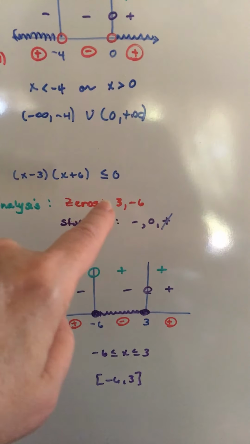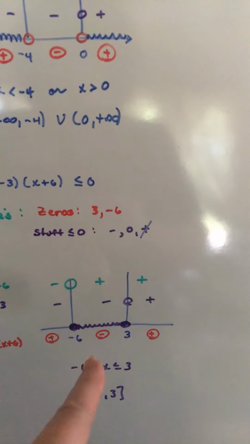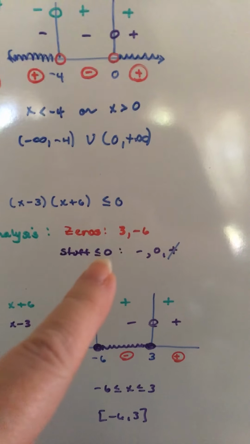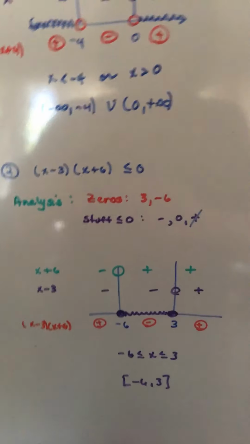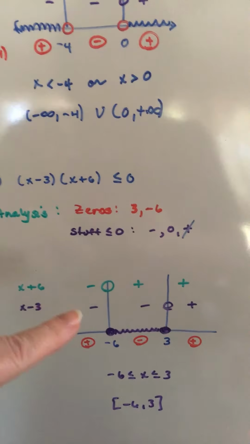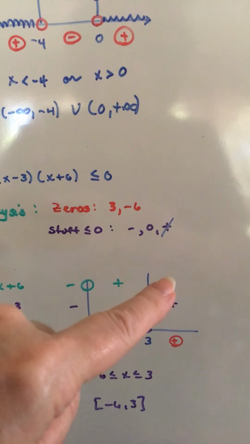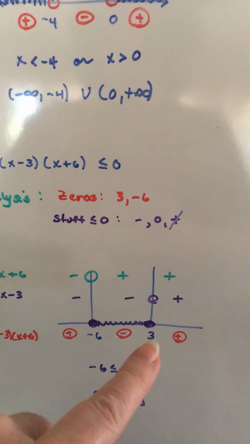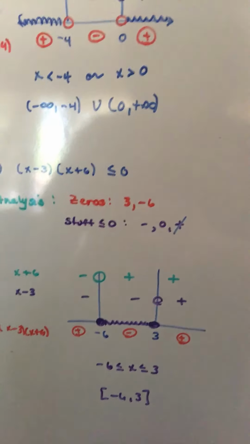What are the zeros? 3 and negative 6. Notice I put them in number line order. I put in the vertical bars. Stuff less than or equal to 0 means I don't want positive. I put my factors in number line order. X plus 6 at negative 6 is 0. So to the left is negative, to the right is positive. X minus 3 is 0 at 3. So there's the 0. To the left is negative, to the right is positive.